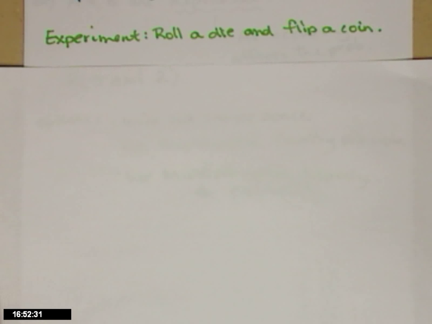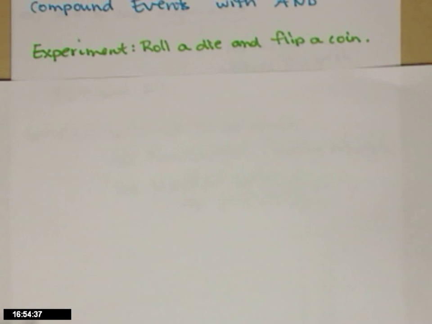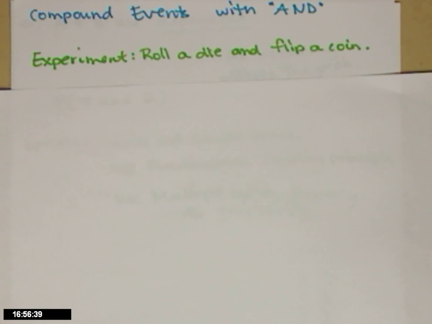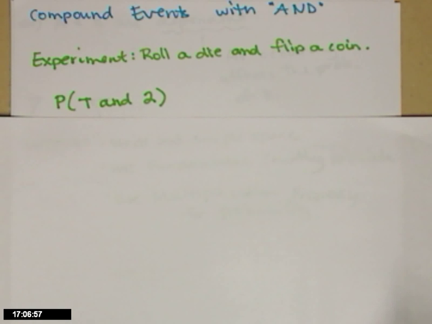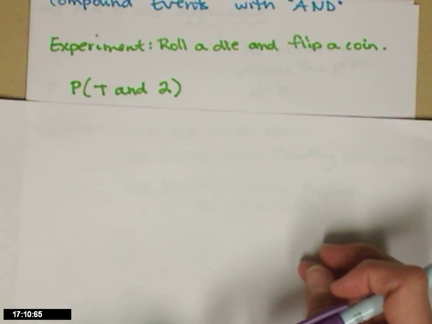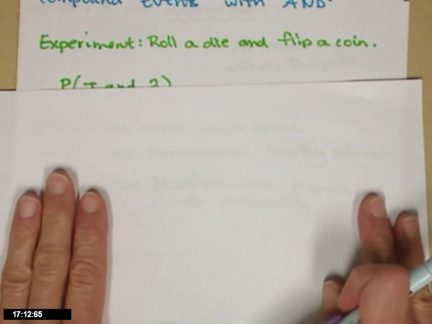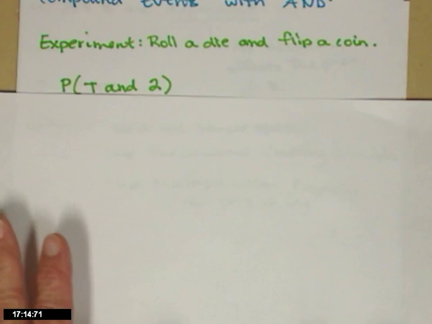So in our experiment, this time we're going to do two things at once. We're going to roll a die and flip a coin. What's the probability, what do you guys think that means? What's the probability I get tails and a 2? I've got a die and a coin that I'm going to flip. What's the probability that when I look down I see tails and I see a 2?